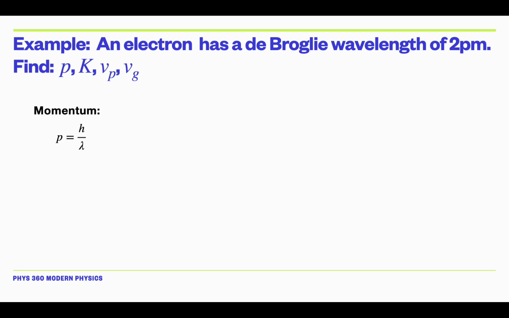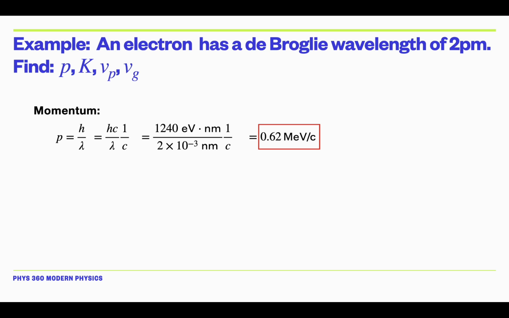So momentum is Planck's constant over the wavelength. If we multiply top and bottom by c, it's easier to calculate a value here. So remember, hc is 1240 electron volt nanometers. Since we know the wavelength, remember a picometer is 1/1000th of a nanometer. So if we use 1240 electron volt nanometers, lambda has to be in nanometers. So it's going to be 2 times 10 to the negative third nanometers. Multiply that out, we get 0.62 MeV per c. So that would be the momentum of the electron.